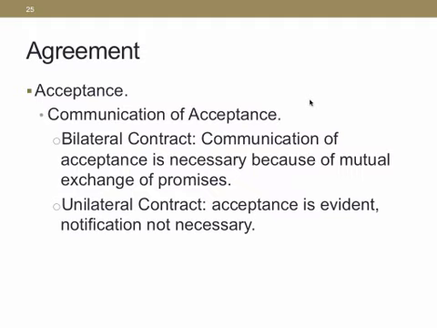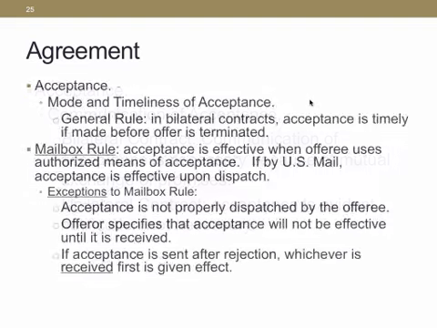In a bilateral contract, communication of the acceptance is necessary because of the mutual exchange of promises. Unilaterally, acceptance is evident because it's an action. You don't need to notify the other party. Instead, your notice is your performance of the act.